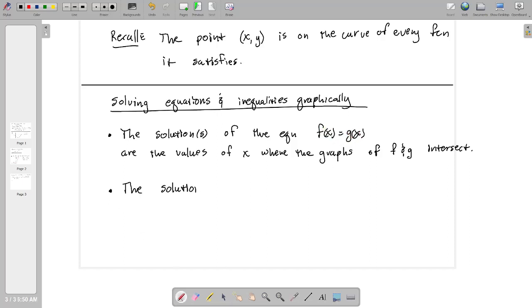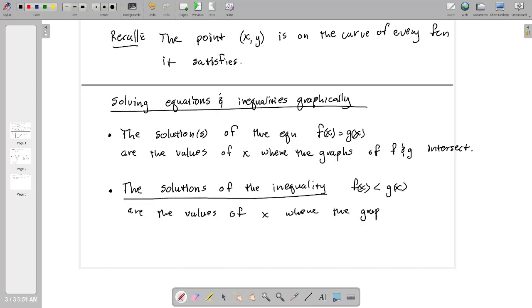The solutions of the inequality f of x is less than g of x are the values of x where the graph of g is higher than the graph of f. Remember again that y equals f of x is one function. The y value is the output of this function upon inputting an x value. G of x is a different y value because it's a different curve. Now, when those y values overlap for the same exact x value, then those two equations are said to be equal.